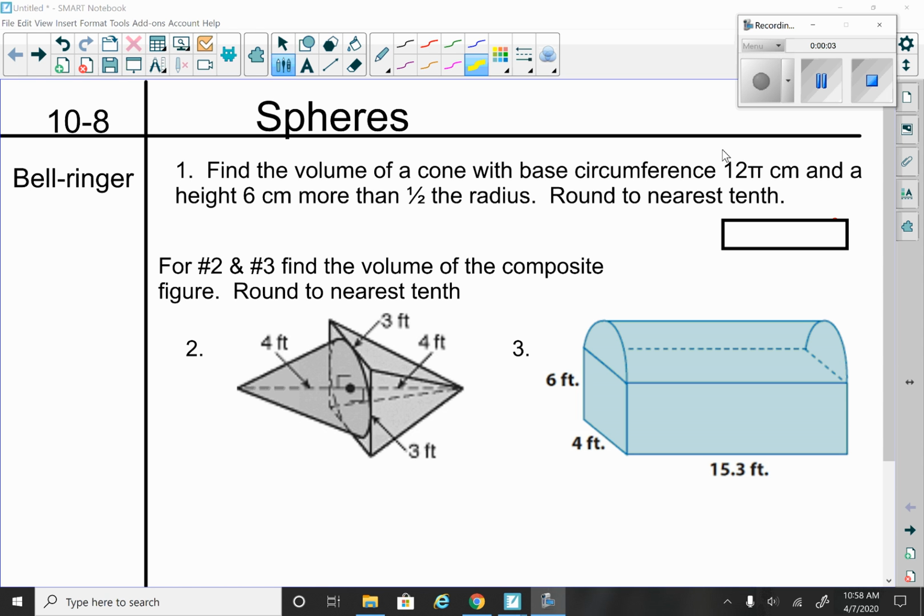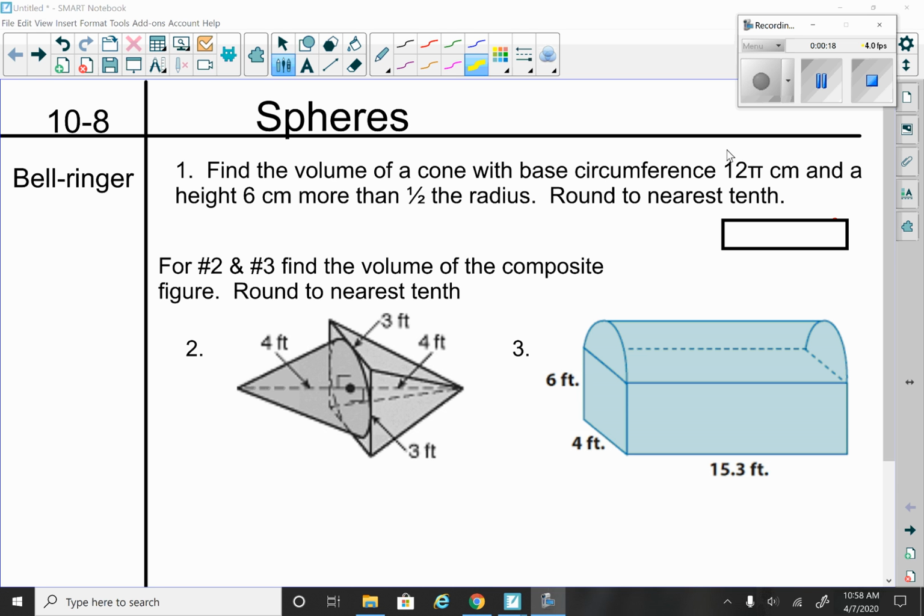Hi, this is Mrs. Young, and this lesson is on spheres, volume and surface area of spheres. So our bell ringer today is going to be a review of volume on some of our other shapes.